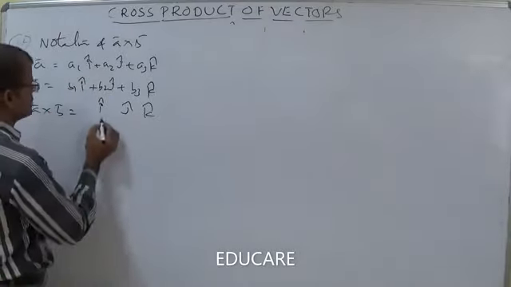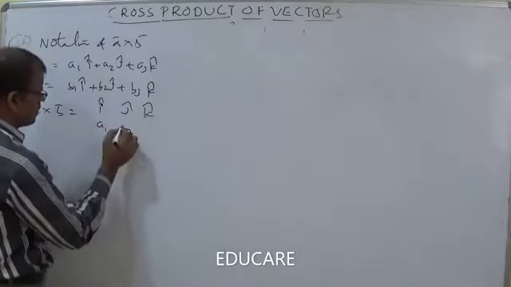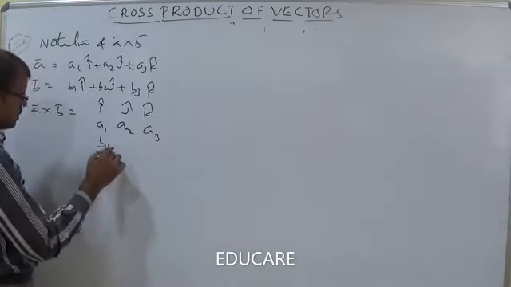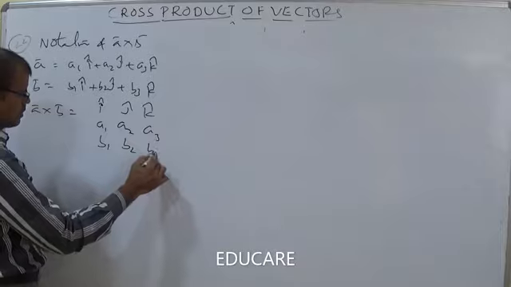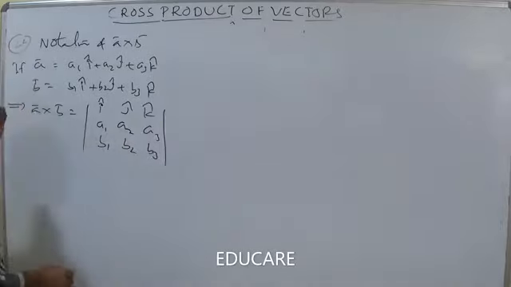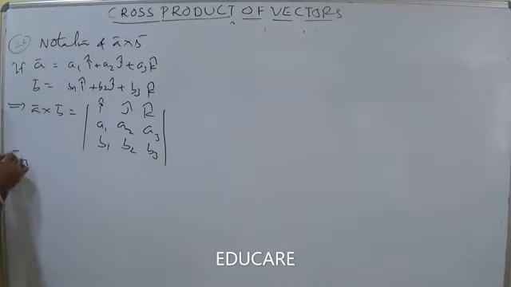Here you can write I, J, K, here you can write A1, A2, A3, and here you can write B1, B2, B3. This is the notation of A cross B. Next, the 23rd one: the A bar cross B bar definition and notation I said.